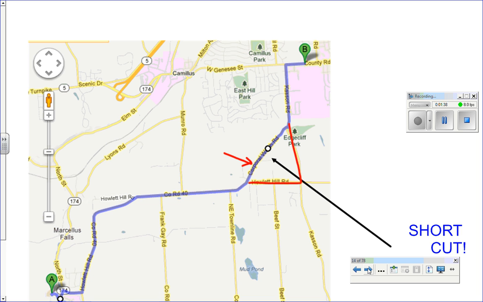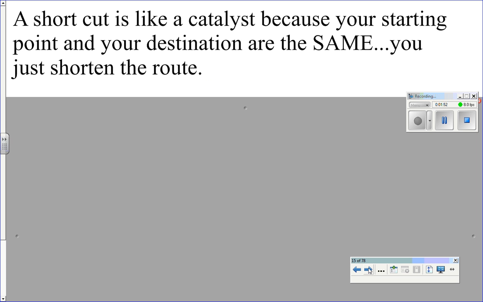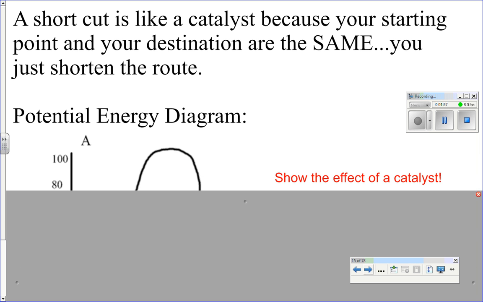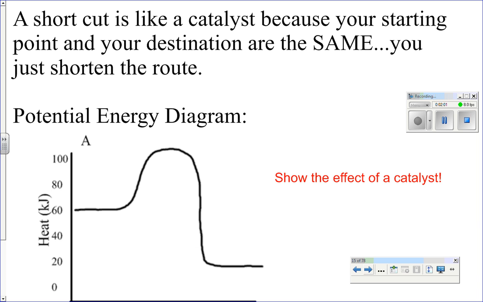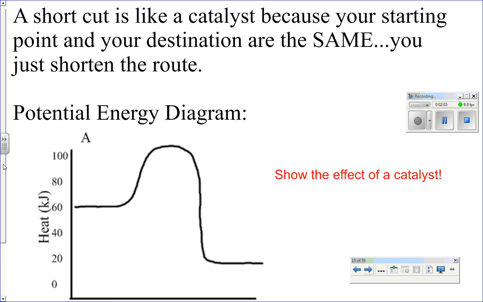This is essentially what a catalyst does to a potential energy diagram. It simply makes a shortcut. Where you start is the same, and where you end up is the same. It's just a little change in your path. So again, remember, you're starting at the same place and ending up the same place, just shortening your route a little bit. On a potential energy diagram, you should be able to show the effect of a catalyst.